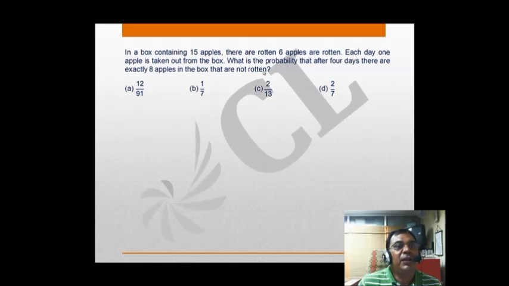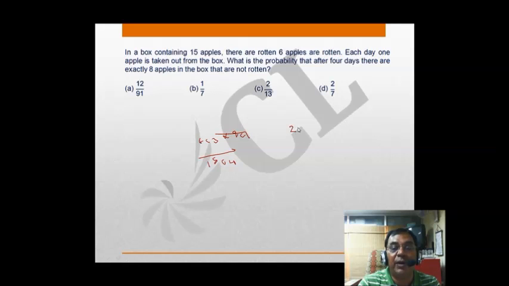So in a box containing 15 apples, there are 6 rotten apples. Each day 1 apple is taken. What is the probability that after 4 days there are exactly 8 apples that are not rotten? Oh, this is a very simple question. Divided by 15C4, and here 6 apples are rotten, so I pick up 3 rotten, 6C3 into 9C1.